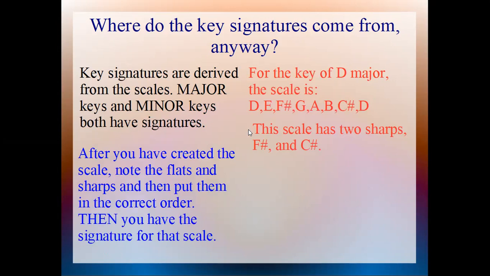After you've created the scale, note the flats and sharps and put them in the correct order. That's what we just did, F sharp, C sharp. Then you have the key signature for this scale. So if you see a key signature that looks like this, and it is a major key, again, we're only talking about major keys today, the name of the key is D, and it will use the D major scale.